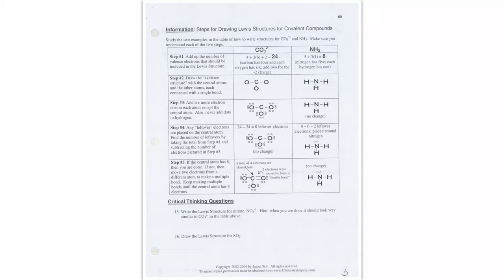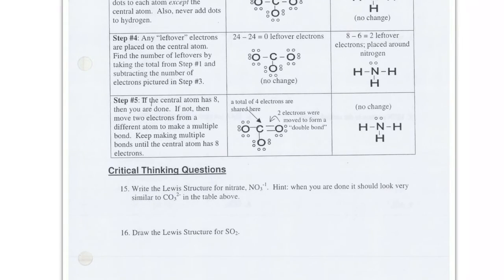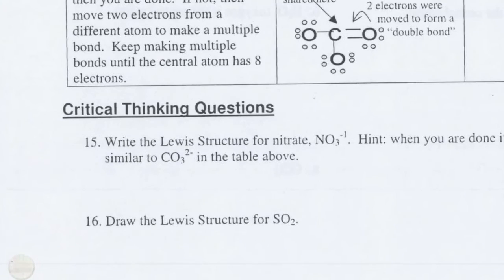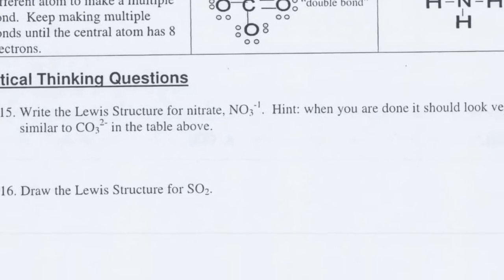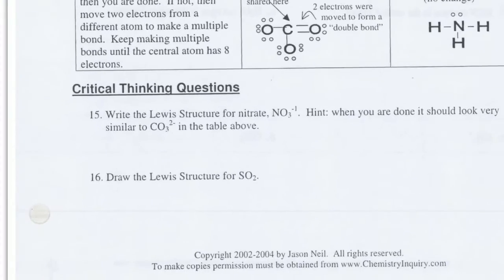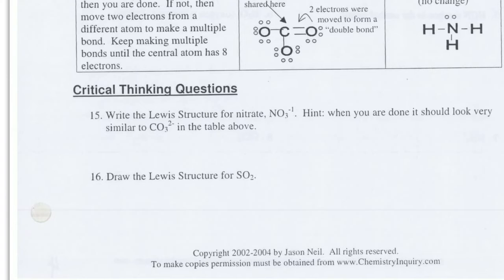Okay, and the next page has a bunch of different structures, and now it asks you to draw some. So you've got to use those rules to draw some structures. Let's see if we can figure this out together. I've got NO3 minus 1, and we've got to draw it with single bonds first. So let's do this. We're going to do N single bond O, single bond O, single bond O.